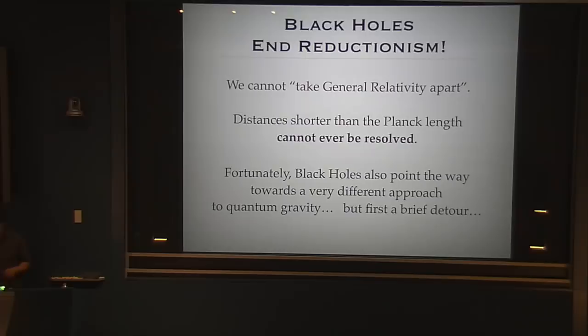So it seems like we really can't and shouldn't try to take general relativity apart. That's the lesson. Distances shorter than this fundamental gravitational scale can't ever be resolved in the same way that we resolved atoms and nuclei. So it seems like we're stuck. Well, we're stuck in two different ways. One of them is that, I haven't emphasized it that much, but you'd really need an accelerator the size of the universe to try to follow this prescription anyway. And those are too expensive even for physicists to ask for.